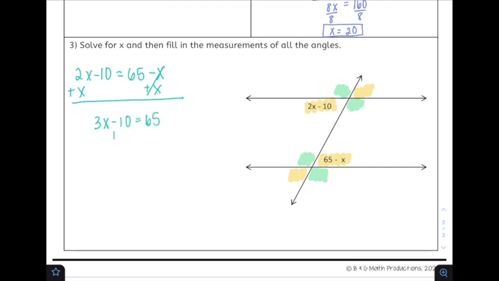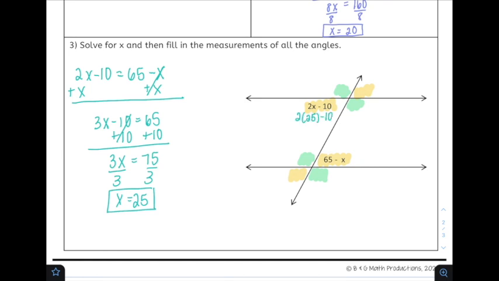65. Add 10, 3x equals 75. We're going to divide 3 by both sides and get x equals 15. So the first part is done. Sorry, x equals 25. Now we have to find out the angle measurement. So I'm going to do 2 times 25 minus 10, 65 minus 25. So 2 times 25 is going to give me 50. Minus 10 is going to give me 40 degrees.